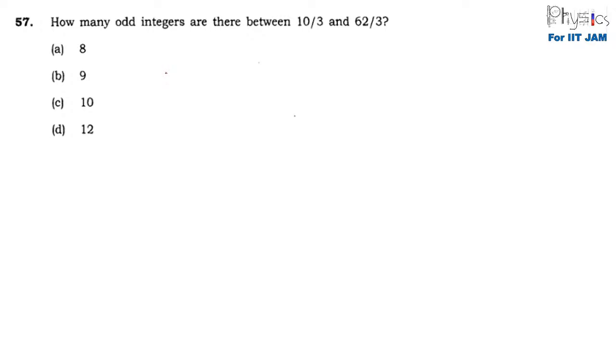See, this is a very easy question, right? So we have to calculate the numbers between 10 by 3, that means 3.33, right? And 62 by 3, that means 20.66, because 3 times 2 is 6, and if we calculate it, it is 20.6. We can calculate it directly, right? It is very easy. We know it.